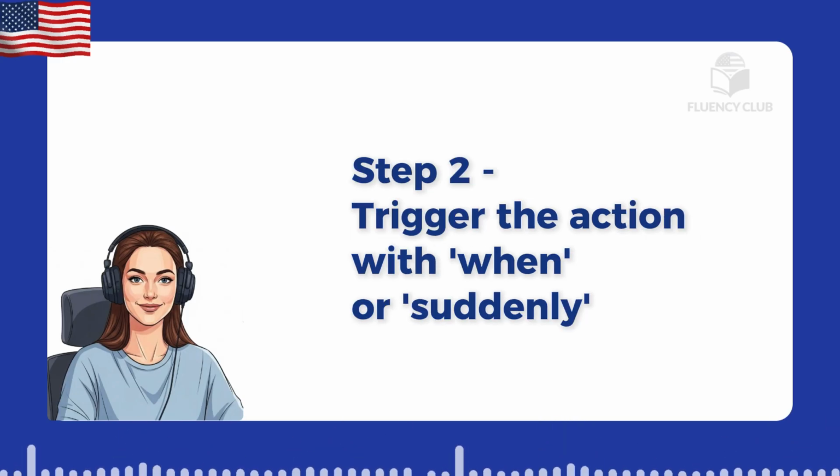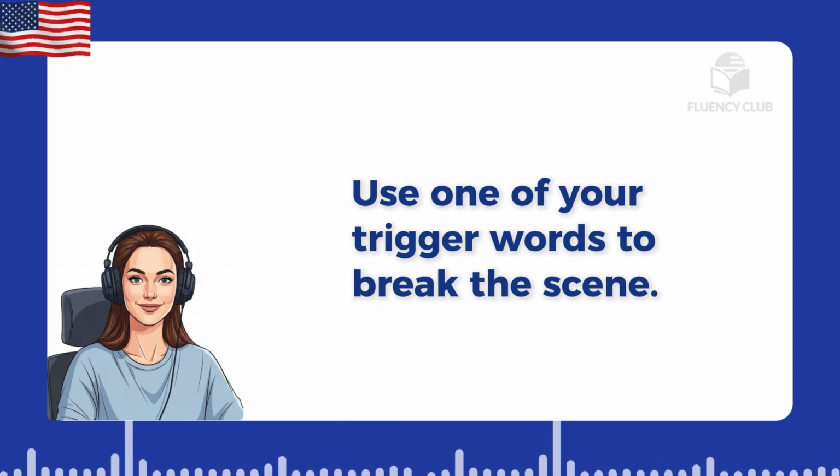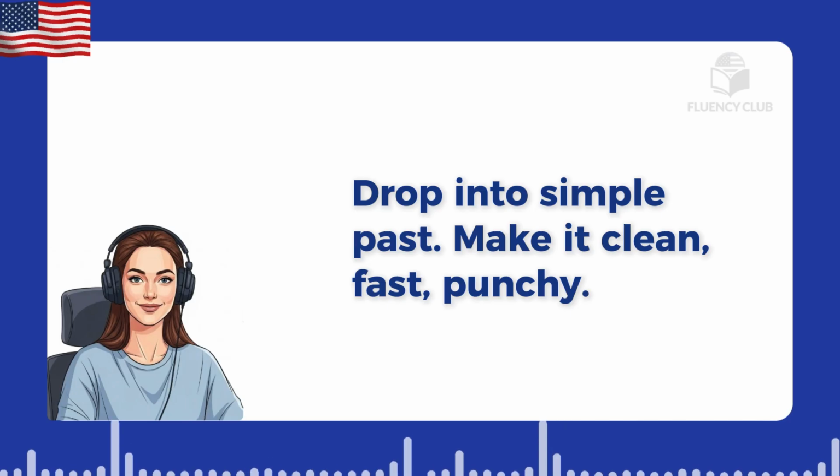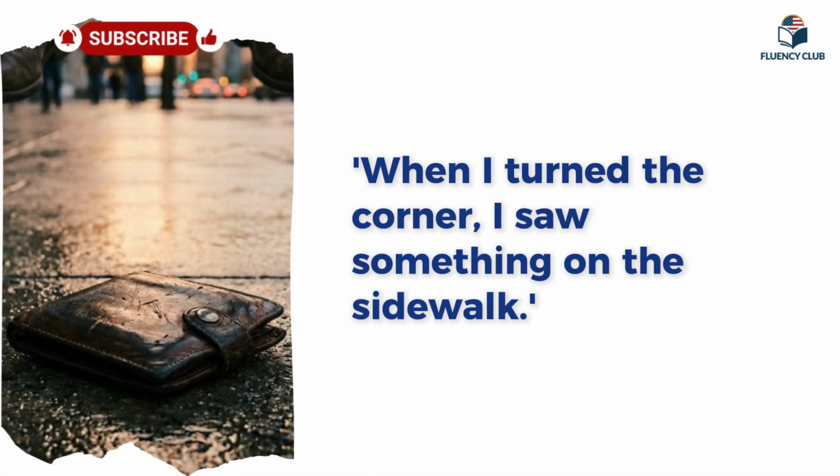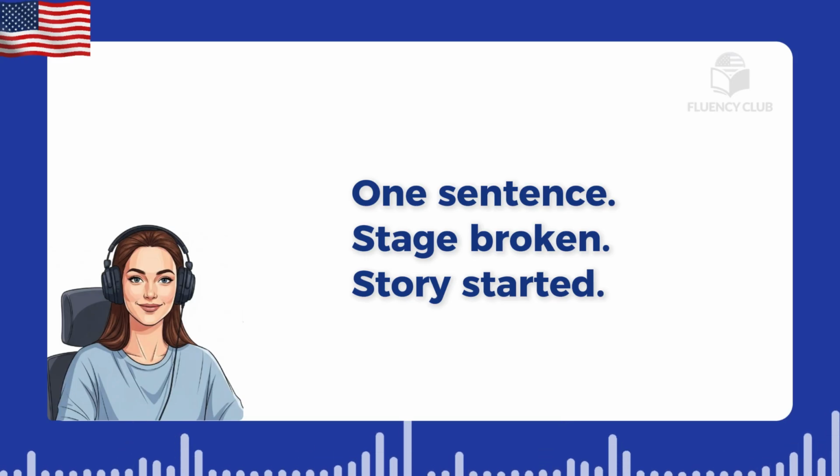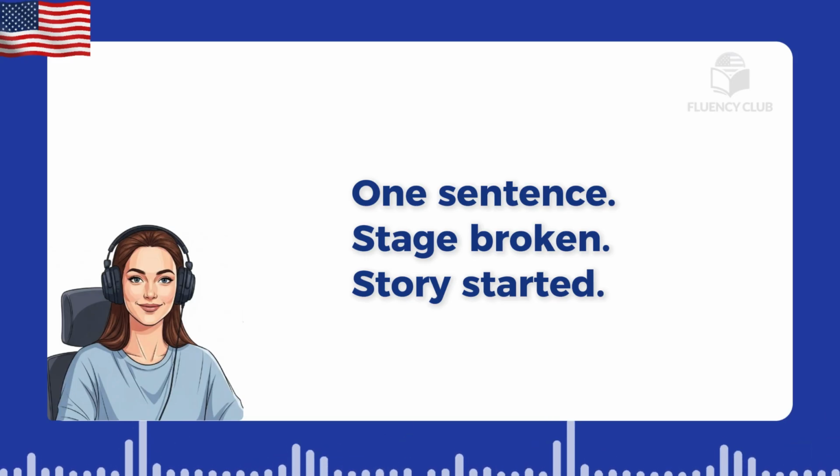Step 2, trigger the action with when or suddenly. Use one of your trigger words to break the scene. Drop into simple past. Make it clean, fast, punchy. When I turned the corner, I saw something on the sidewalk. 1 sentence. Stage broken. Story started.